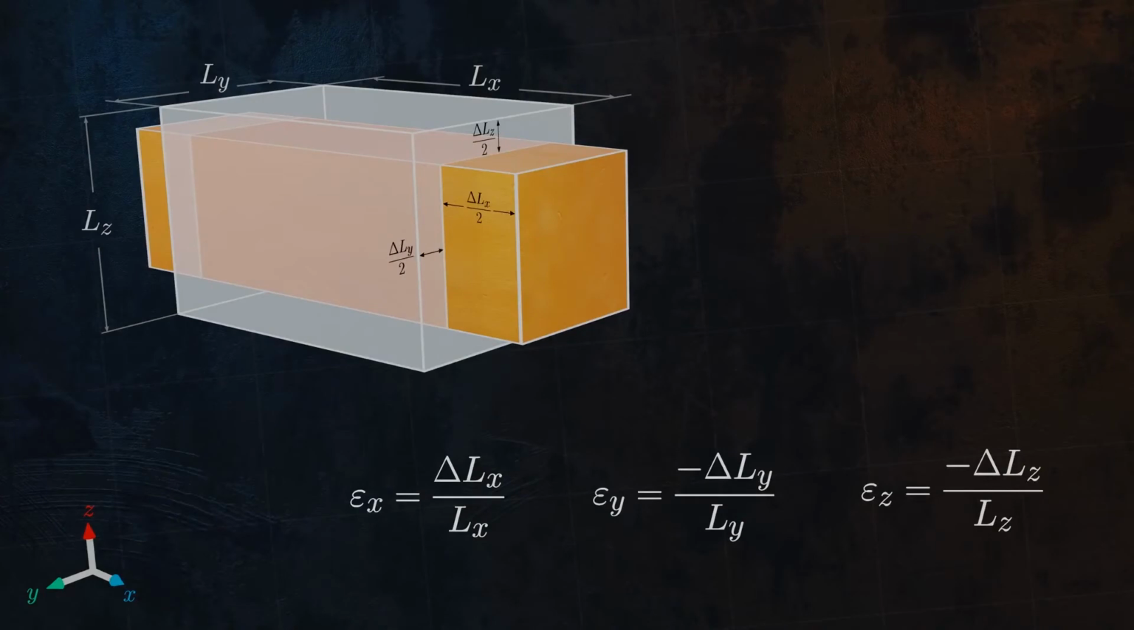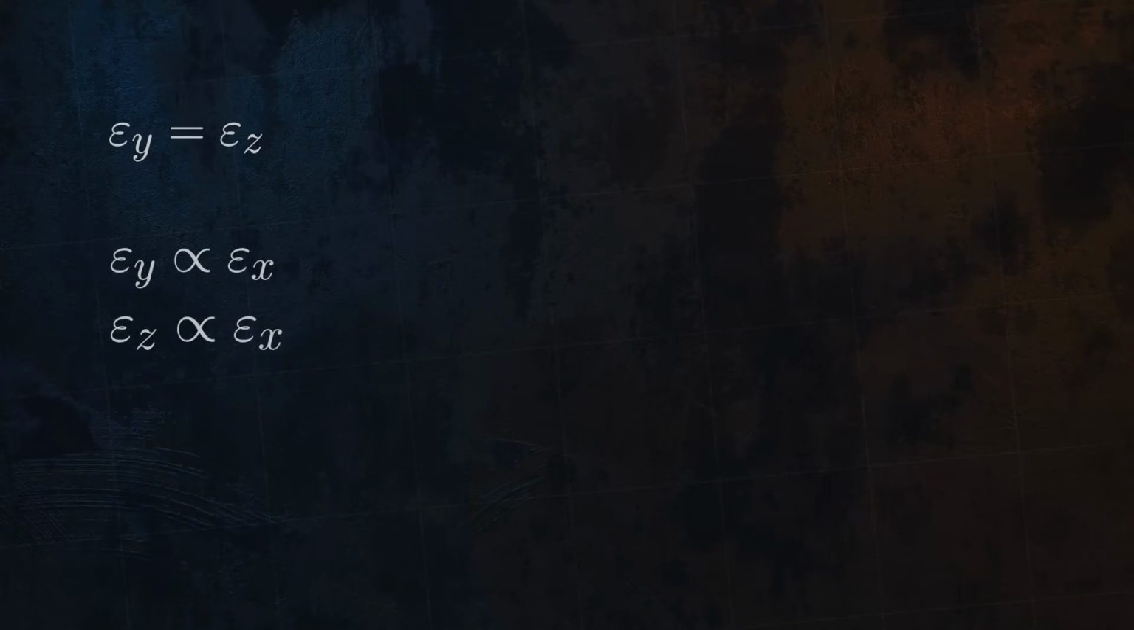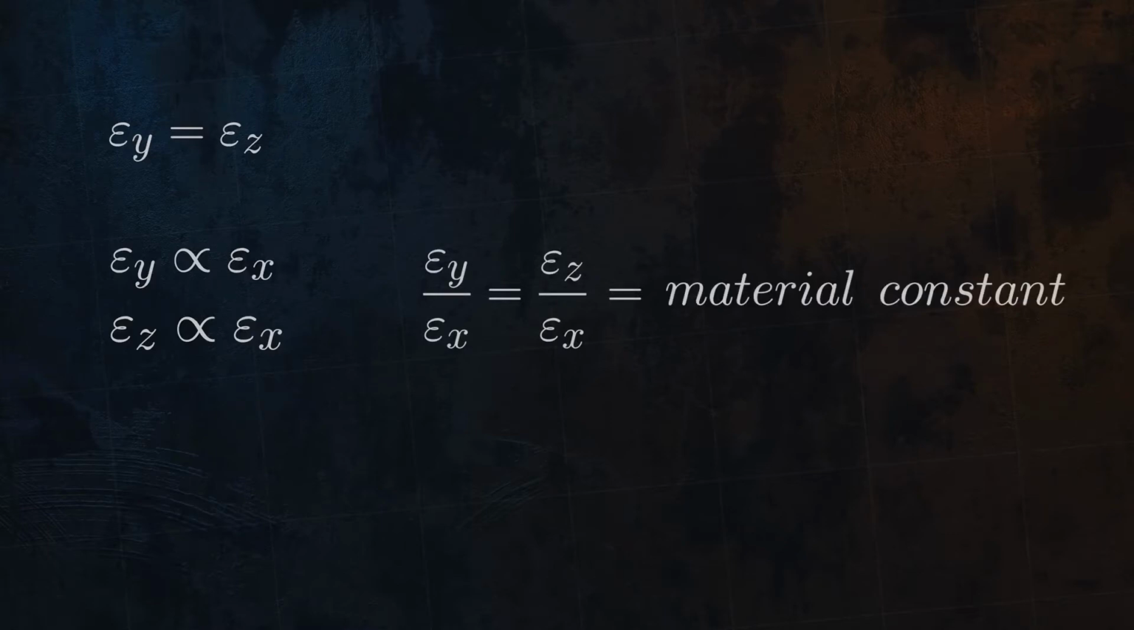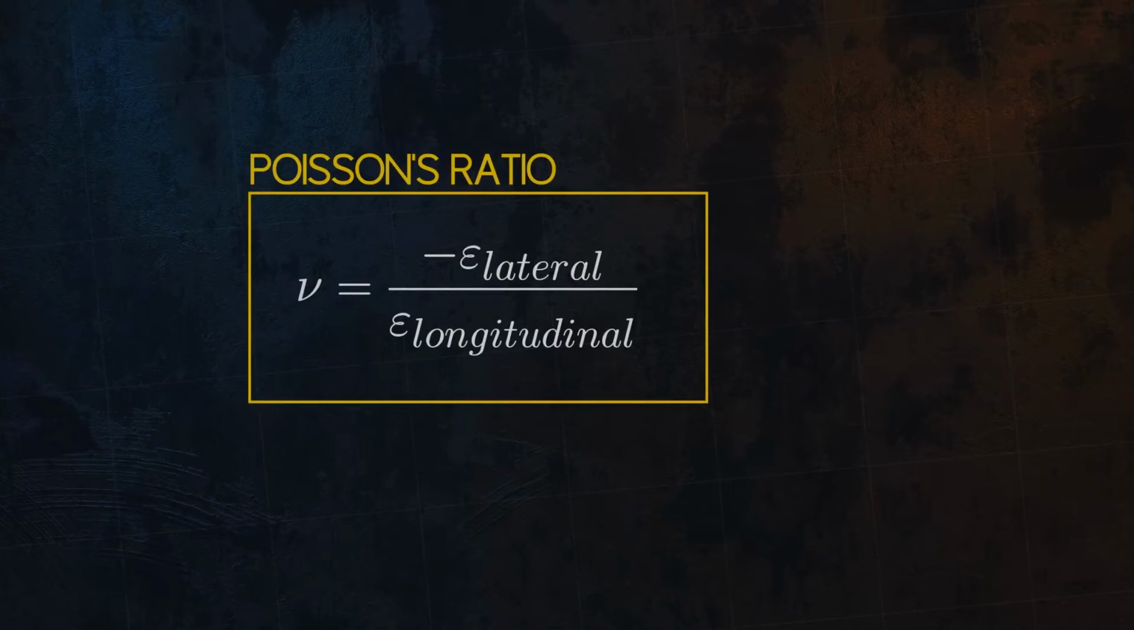To define Poisson's ratio more precisely, let's take a closer look at the case where a tensile force is applied. When we apply our longitudinal load, it turns out that the resulting strains in the lateral directions are equal, and they are proportional to the strain in the longitudinal direction. The ratio between the longitudinal strain and the lateral strain is actually a material constant. We denote this material constant with nu, and we call it Poisson's ratio.